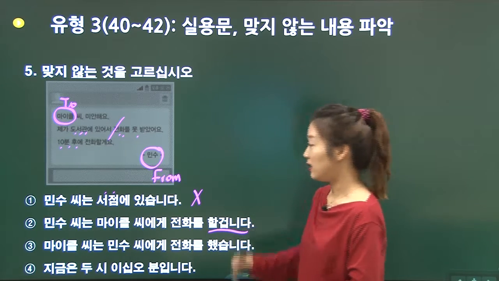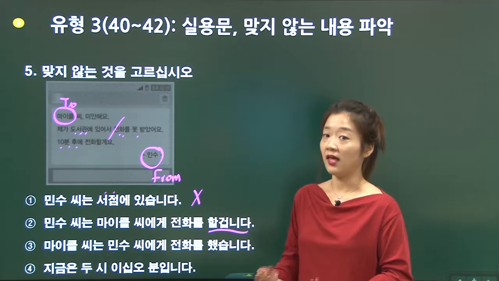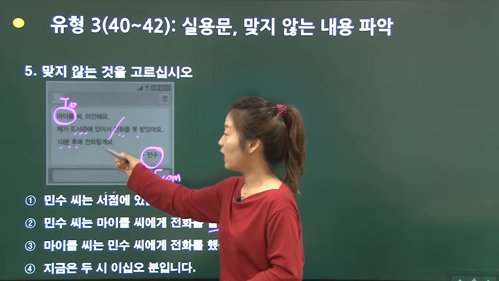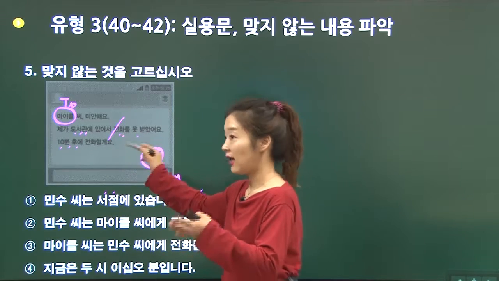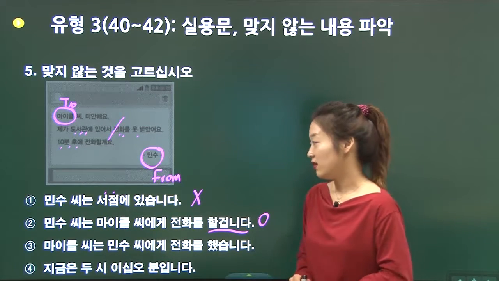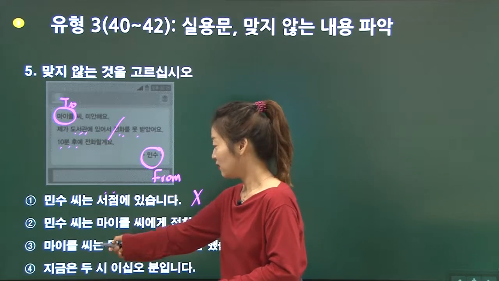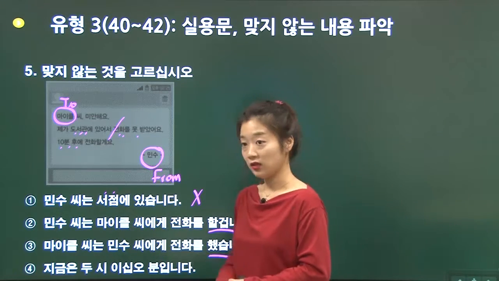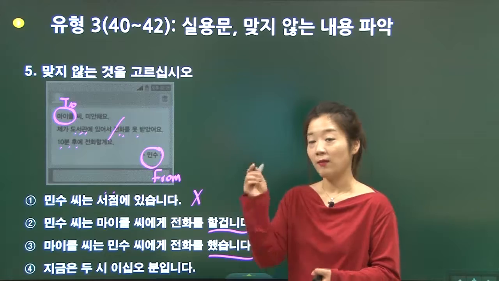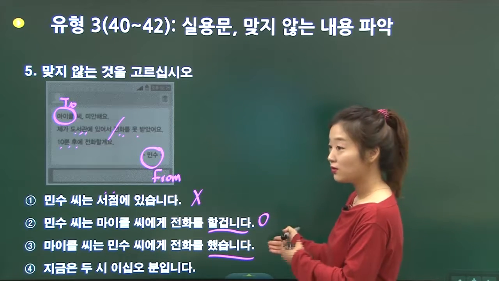Number two, 민수 씨는 마이클 씨에게 전화를 할 겁니다. 할 겁니다 means I'm going to, right? It's about the plan, what you're going to do. So he said, 10분 후에 전화할게요. 할게요 means I'm going to. I'm about to call you. So it's correct. And then number three, 마이클 씨는 민수 씨에게 전화를 했습니다. So Michael called 민수. Is it correct? He said 전화를 못 받았어요. It means Michael called 민수, but he didn't answer, right? So Michael called 민수 is correct.